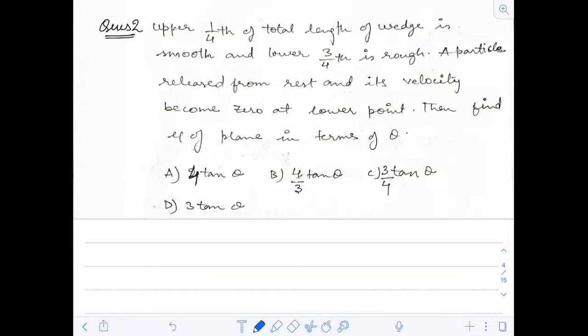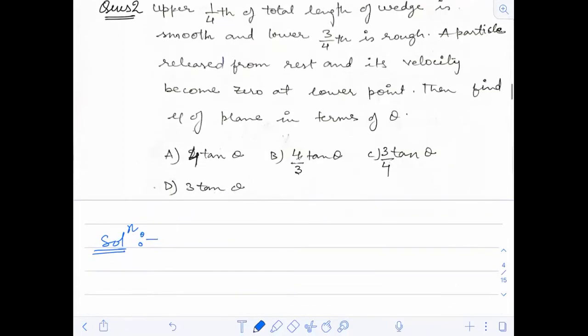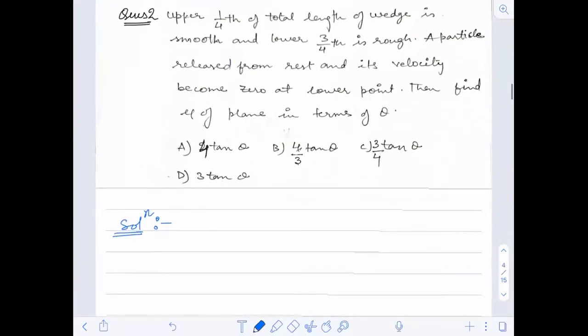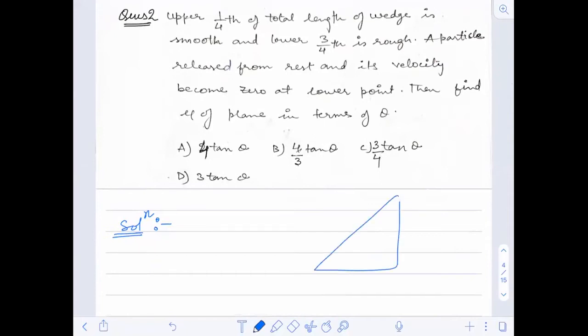Okay. See, I'll just explain this question, what it is saying. It says that the upper 1/4 of the total length of the wedge is smooth and the lower 3/4 is rough. So that means I have a wedge. Okay. I have a wedge like this.